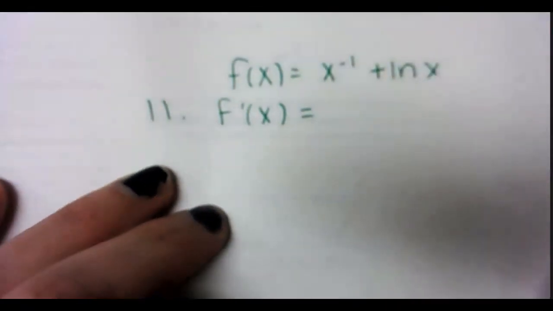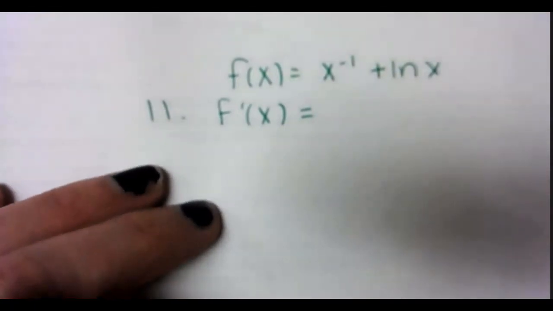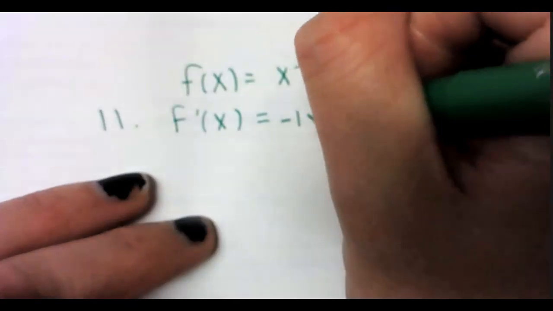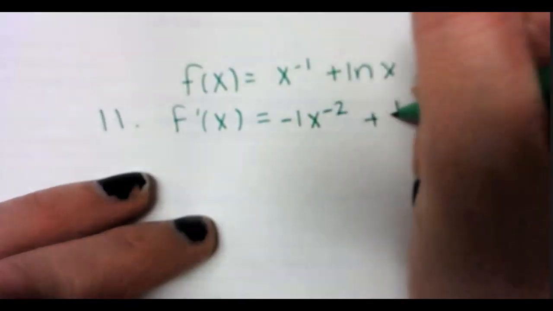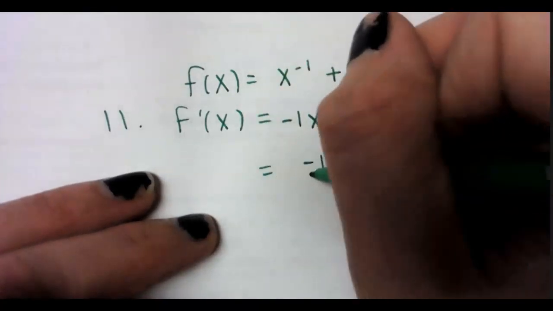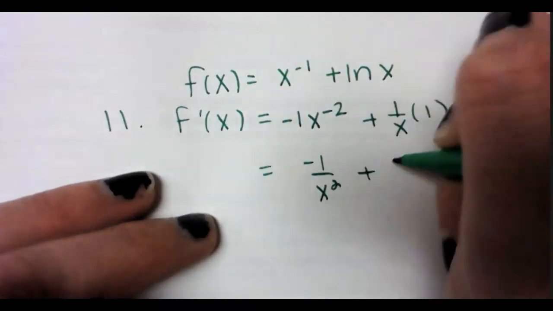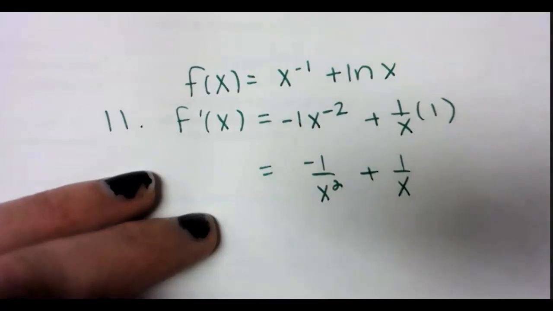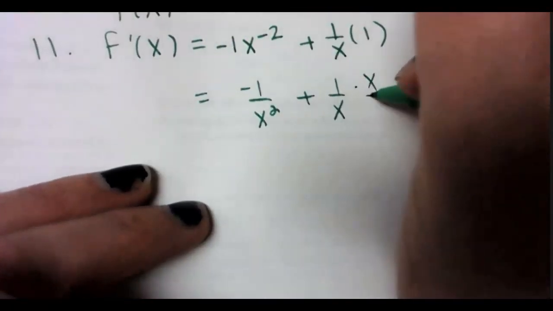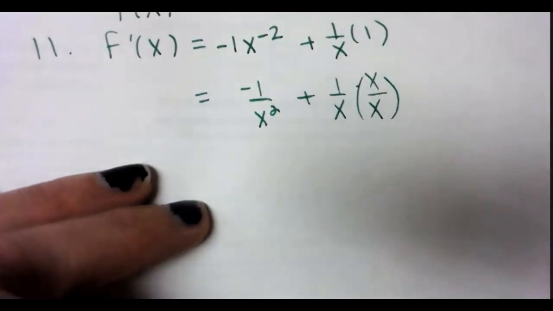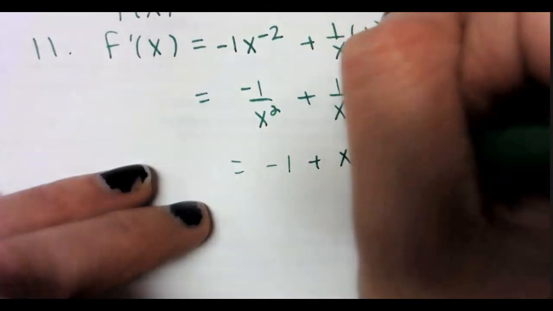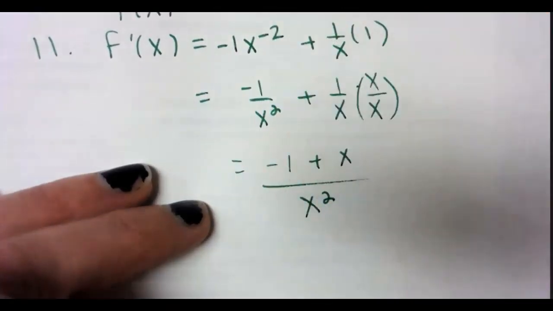So your original function is f of x equals x to the negative 1 plus natural log of x. So you get negative 1 x to the negative 2 plus 1 over x times 1. So I get negative 1 over x squared plus 1 over x. And then I like to get a common denominator, so I'd multiply by x over x. So I get negative 1 plus x all over x squared.